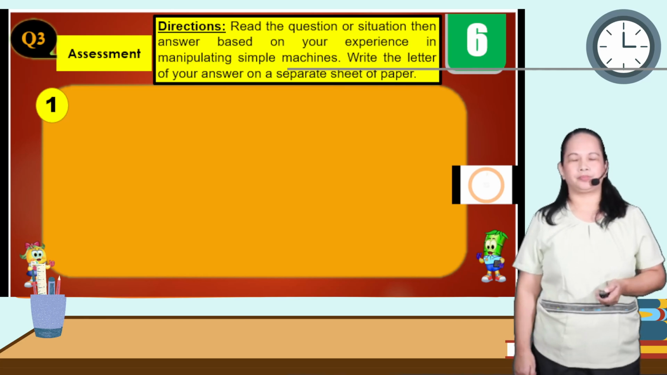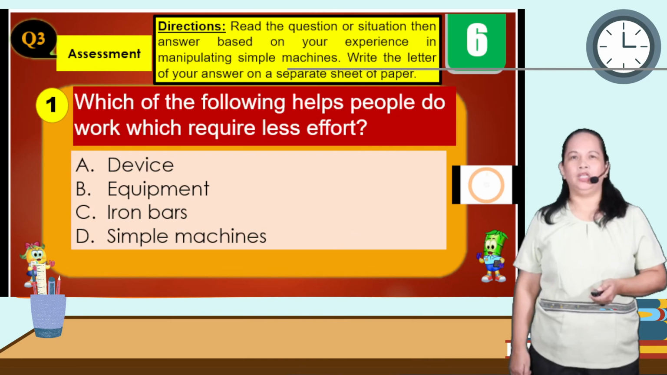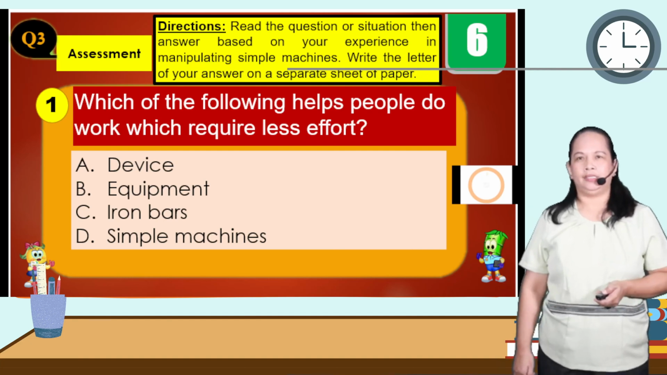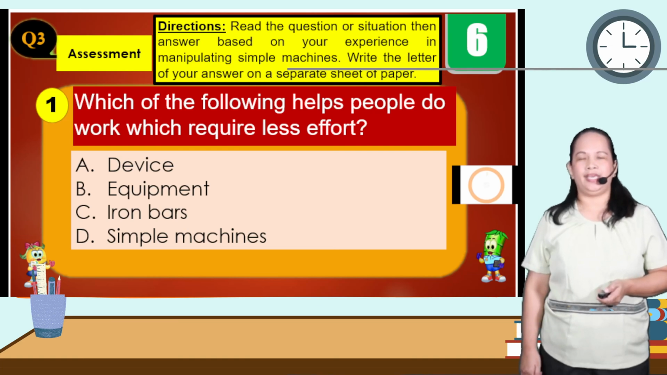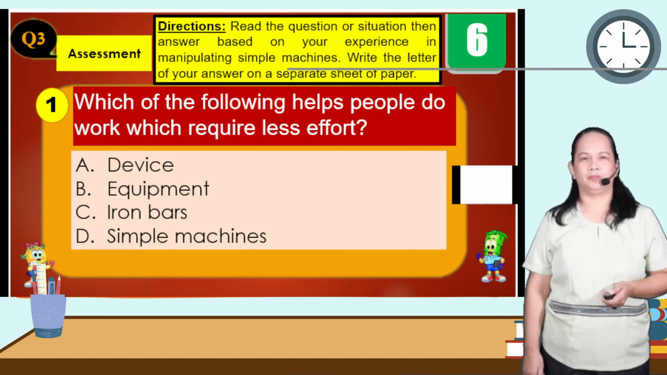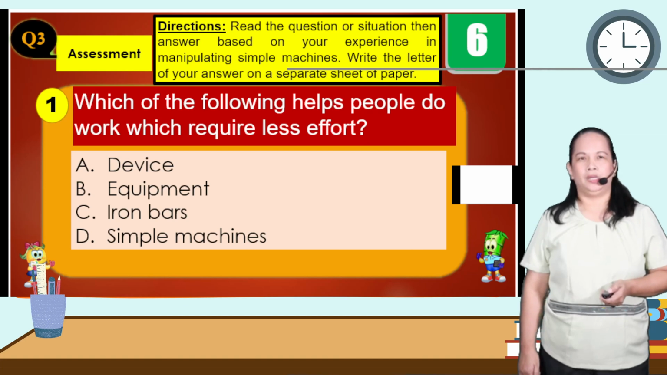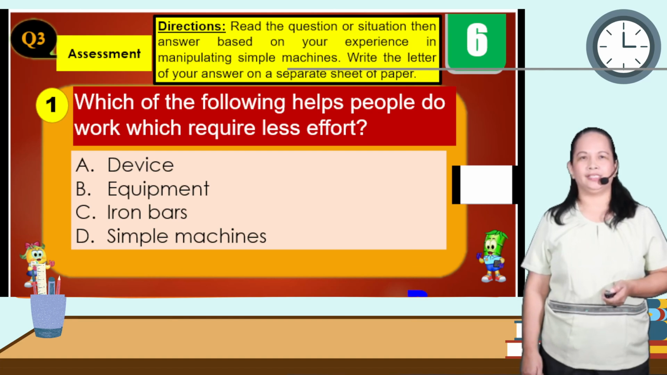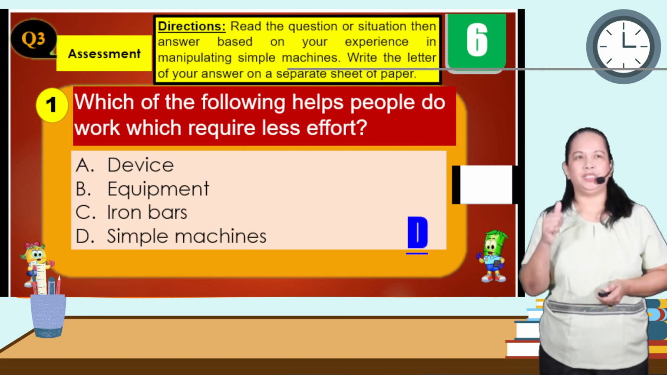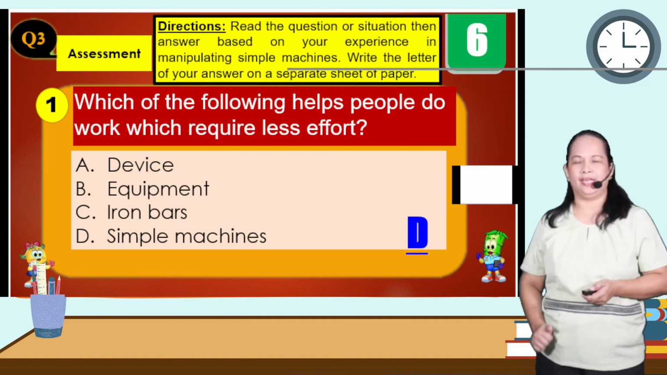Question number 1. Which of the following helps people do work which require less effort? Is it A, device, B, equipment, C, iron bars, D, simple machines? Timer starts now. Okay, so what is the correct answer, grade 6 learners? The correct answer is letter D. Very good, grade 6 learners. I know you've got the correct answer.